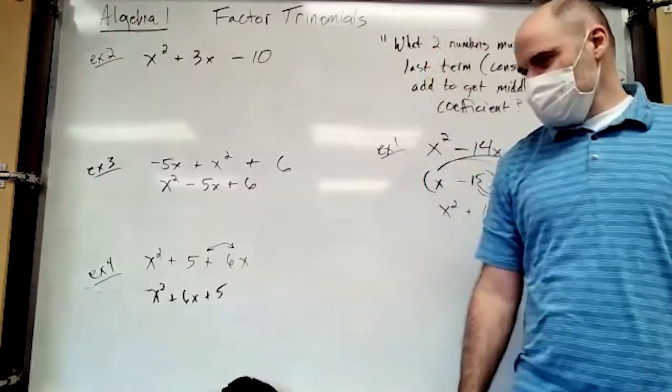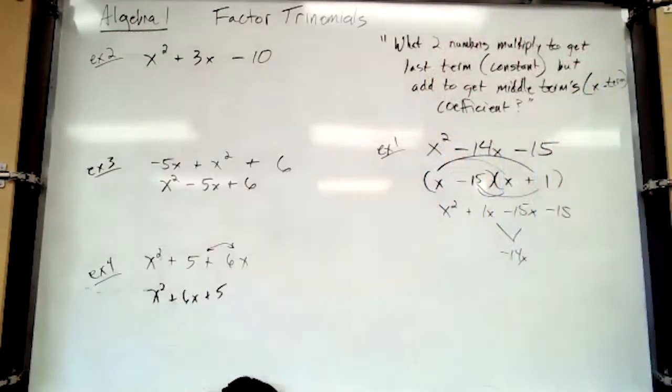And over here too, so 2 times 3 is 6, and 2 plus 3 is 5, but that's not what you're doing. You're adding to get 6 and multiplying to get 5, right?